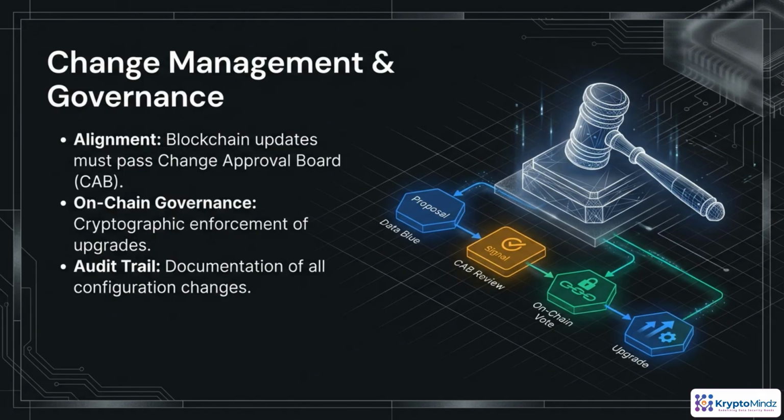In regulated environments, you can't treat blockchain upgrades as ad hoc DevOps tasks. Every protocol, configuration, or smart contract change has to align with your existing change management process, typically via a change approval board. Governance then operates on two layers: off-chain decision-making and on-chain enforcement of what's allowed. Together, they create a strong audit trail, so every change is reviewable, attributable, and legally defensible.